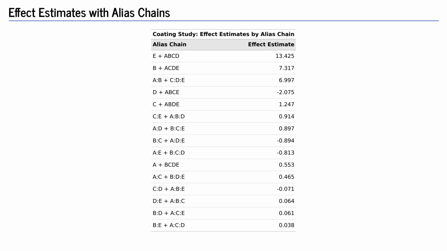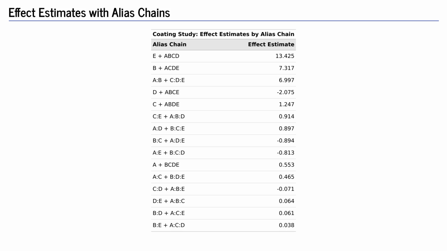Now let us be honest about what the half fraction cost us. A full 32-run 2 to the 5 would have estimated every effect cleanly, with no aliasing at all. With 16 runs, every degree of freedom carries 2 confounded effects. In the study, the aliasing was manageable because the design was resolution 5 and the large effects all fell in favorable chains, but that is not guaranteed.